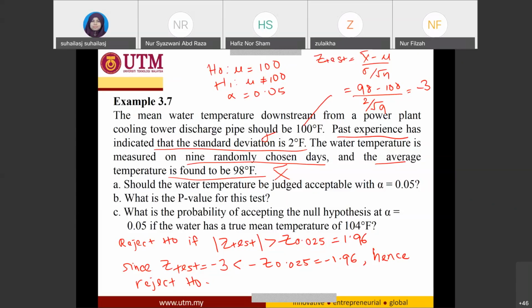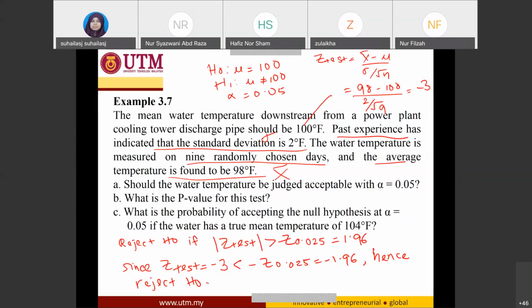Okay, should the water temperature be judged acceptable with alpha 0.05? So that means if it's acceptable, its mean temperature should be 100. So you answer, since we reject H0, there is no evidence to conclude that the water temperature can be acceptable at 100 degrees Fahrenheit, because we already reject our null hypothesis. That means your mu is unequal to 100.